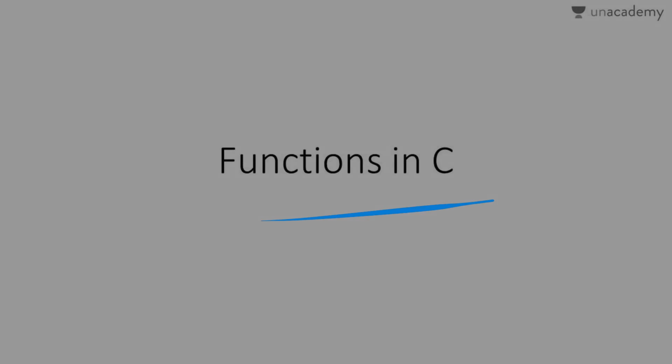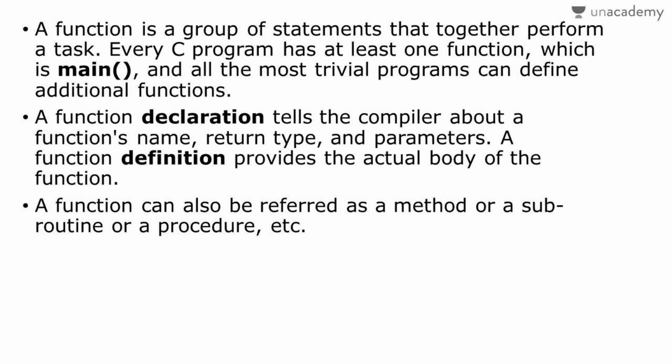Let's start. What is a function? A function is nothing but a self-contained block of statements which can perform an individual or specified task. It consists of a group of statements that together perform some task which we give it to perform. And every C program will have at least one function.